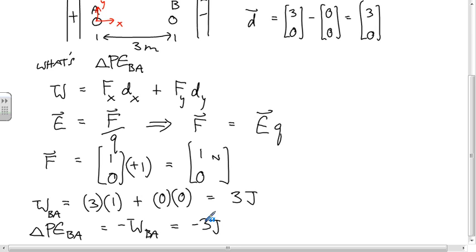Okay, so basically, there are only 2 times that we're going to have to calculate that change in potential energy. One is a fixed point charge. In that case, you use the potential energy function. The other one is the parallel plates. In that case, you have to calculate work and go that way. Okay.